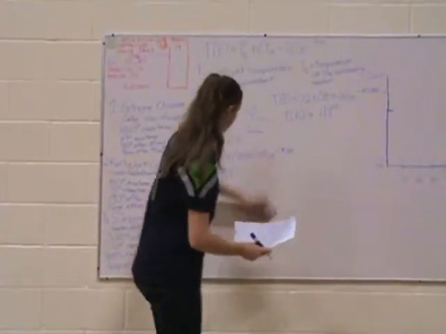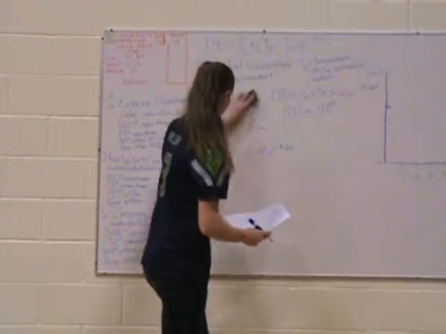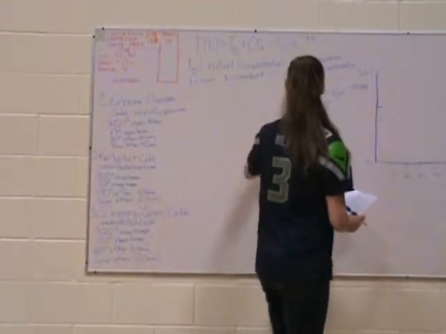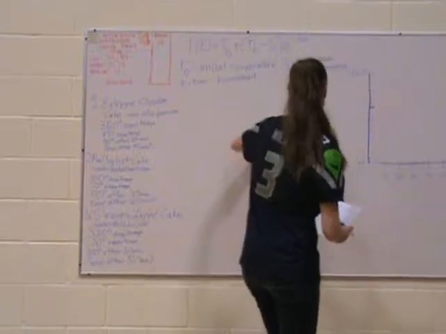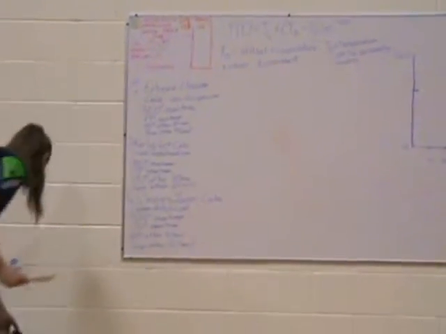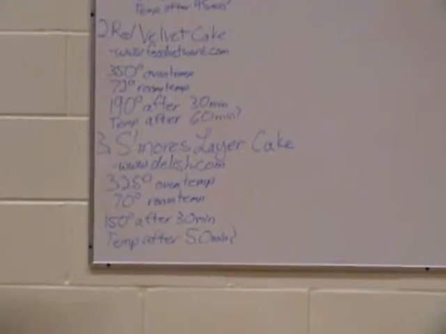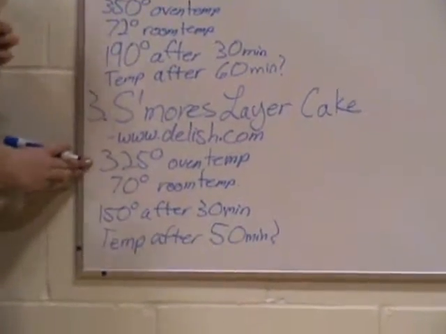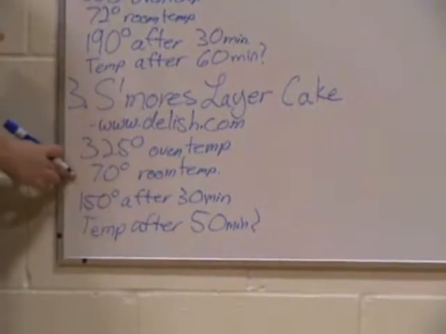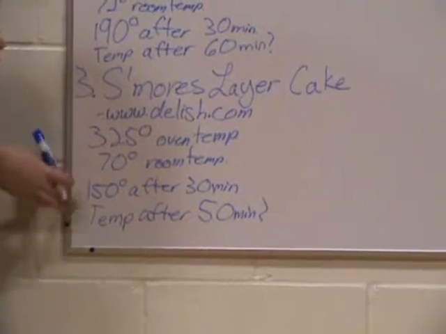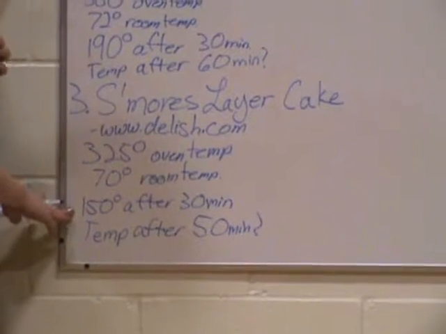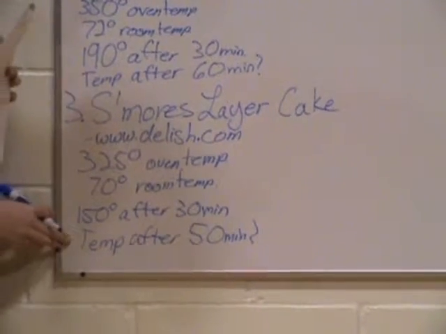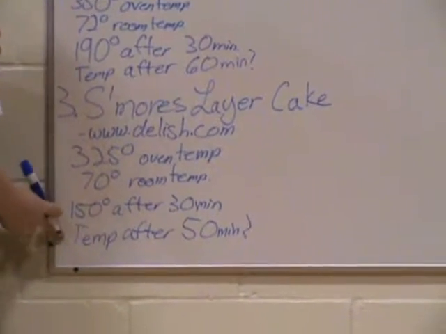In this one, I'm going to graph. So this recipe from delish.com calls for a 325-degree oven temp. I said the room temperature was 70 degrees. I said it was 150 after 30 minutes. And I wanted to know the temperature after 50 minutes.